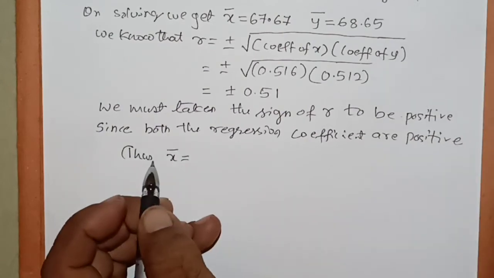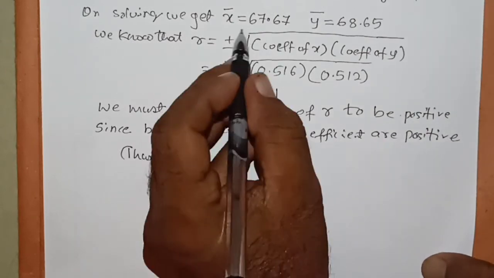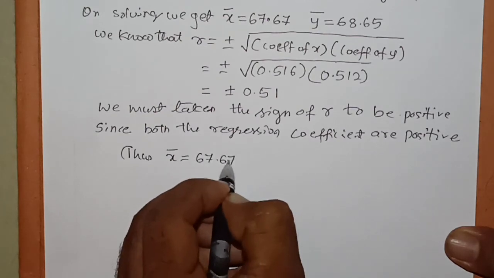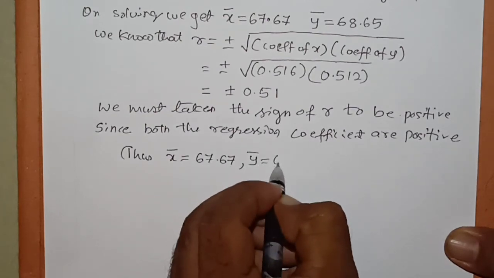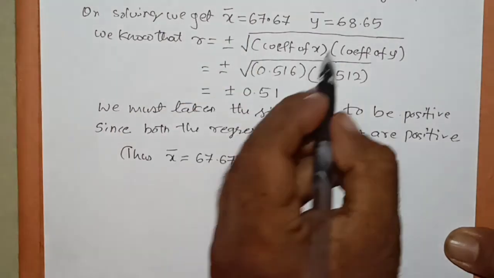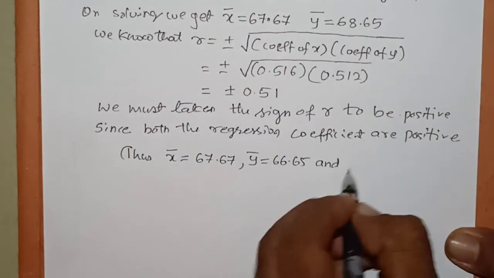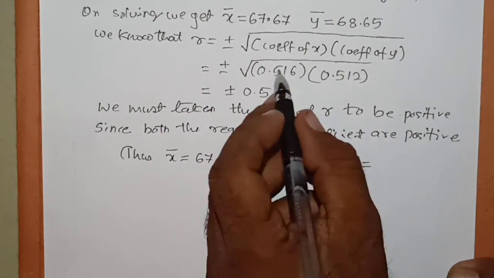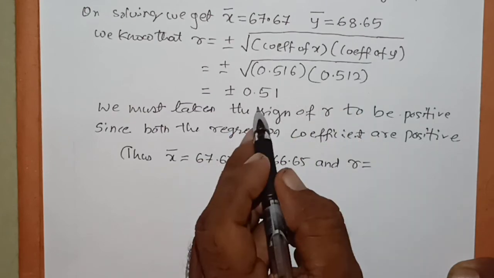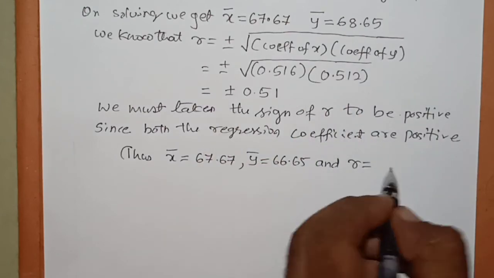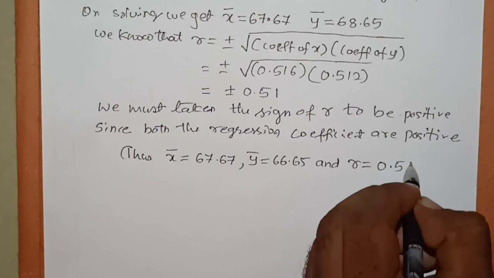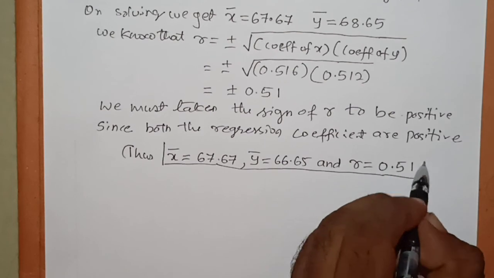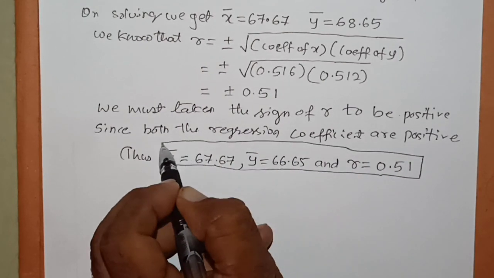So thus, x bar we got is 67.67, y bar is equal to 68.65, and r is plus or minus, but since the coefficients are positive, we will choose positive, it is 0.51. This is the final answer for this type of problem. I hope you understood this problem.